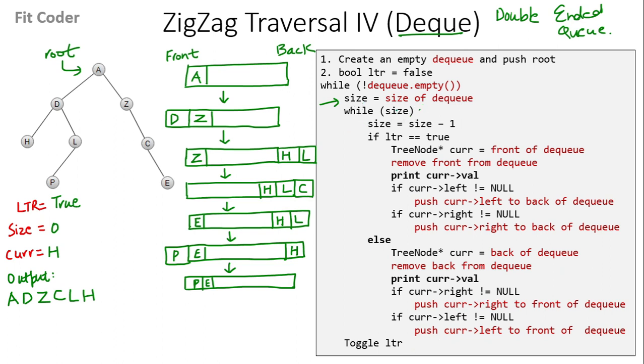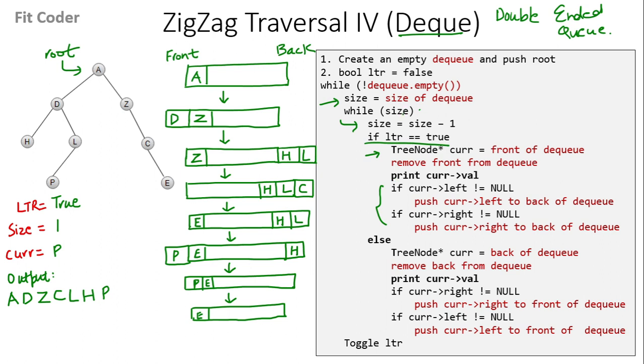In the next iteration, size of deque becomes 2. We come in this while loop, we decrement the value of size, so size becomes 1. We check if LTR is true, we come in the if condition, current becomes equal to front of deque, which is P. We remove front, we print the value of current, and then we check left and right of P. Both left and right are null, so these two if conditions are false.